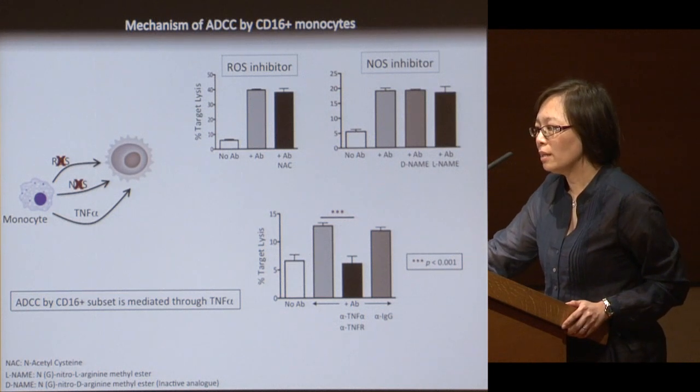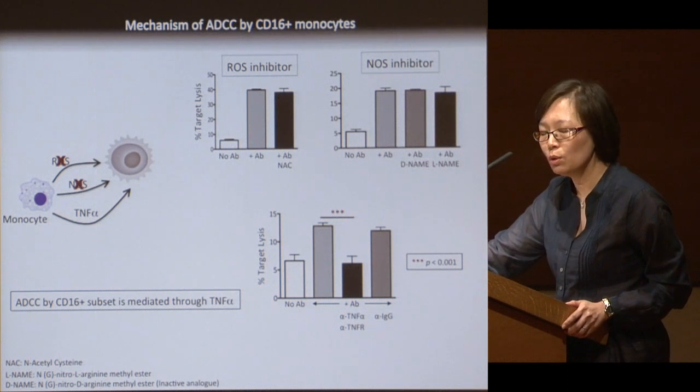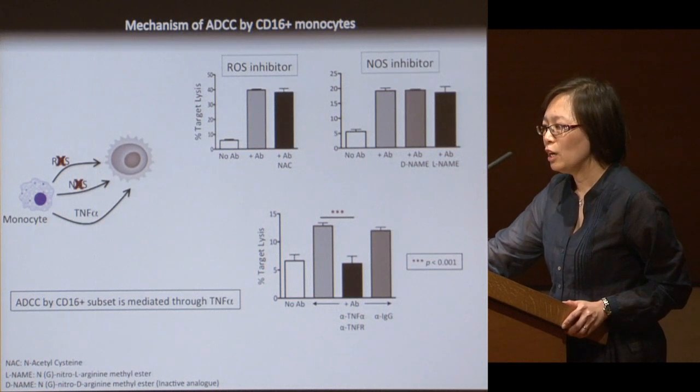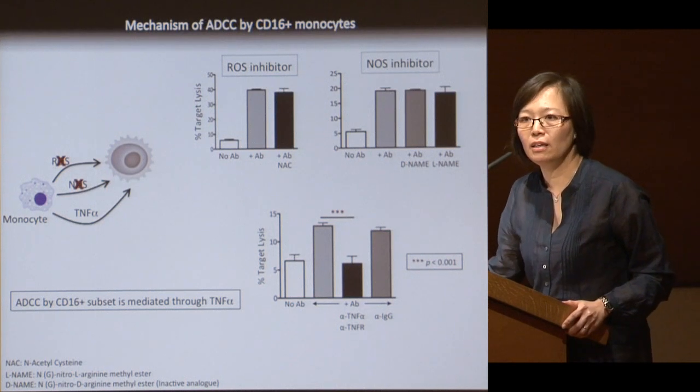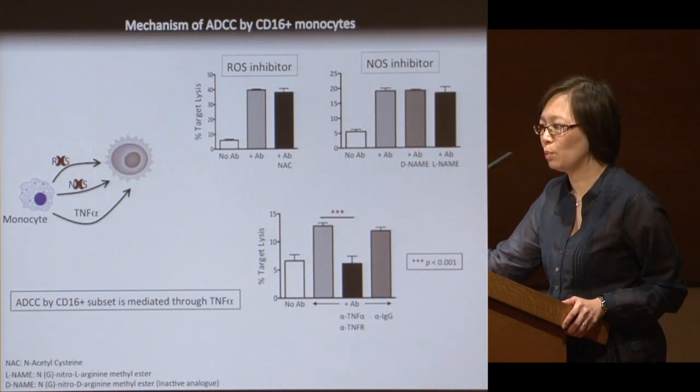And we also know that factors added to the monocytes can actually induce the expression of CD16 on monocytes. So we would like to also ask, if we were to induce the expression of CD16, can we now make the CD16 negative population become killers as well?